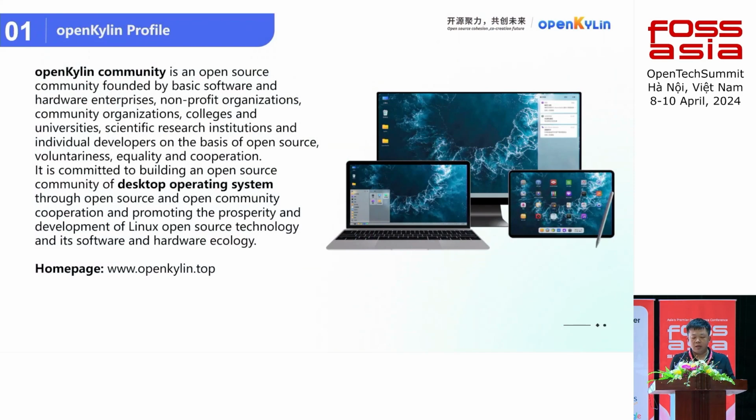The openKylin community is an open source community founded by many people from different places and aims to build an easy-to-use desktop operating system. This image on the right shows the UI of openKylin, which has desktop and tablet mode and supports running on x86, ARM, and RISC architectures. And below is our homepage. You can go there for more information.